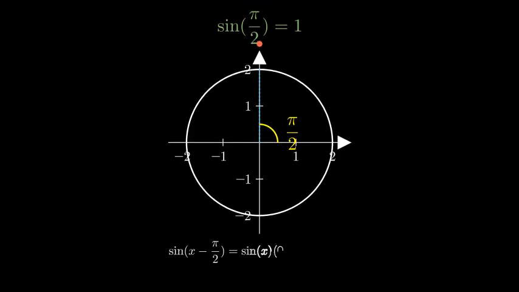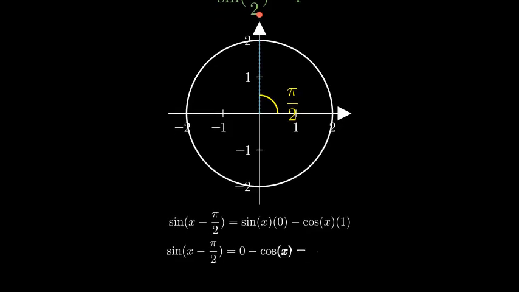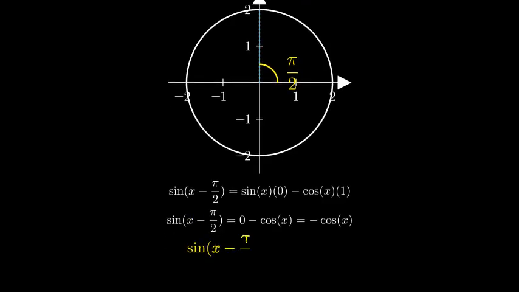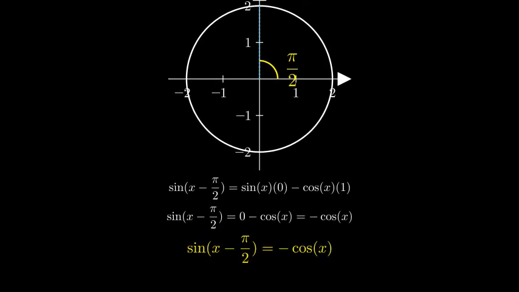When we substitute 0 for cosine of pi over 2 and 1 for sine of pi over 2, our equation becomes sine of x times 0 minus cosine of x times 1. Now let's simplify. Sine of x times 0 equals 0, and negative cosine of x times 1 equals negative cosine of x. Therefore, we have proven that sine of x minus pi over 2 equals negative cosine of x.